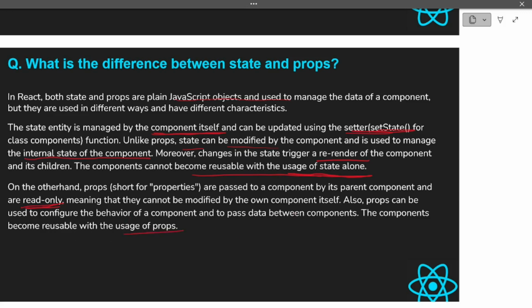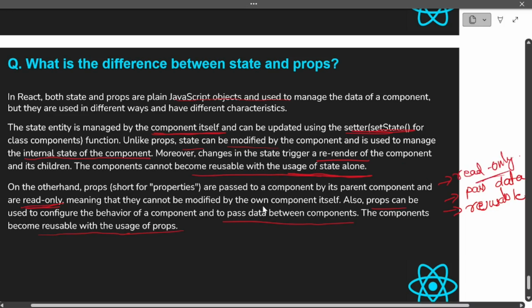We have already seen these three points. First, props can be used to configure the behavior of a component and pass data between components, and components become reusable with the usage of props. So for props, there are three points that we should keep in mind. First is pass data: props help in passing the data from parent component to child component. One more is reusable, or composable. And the last one is that props are read only. You cannot modify your props value in your child components. So this was the difference.